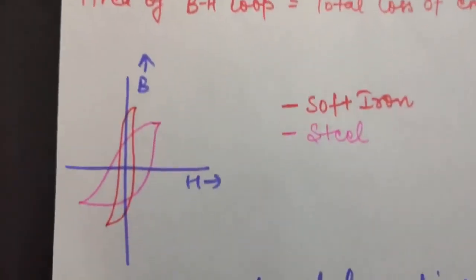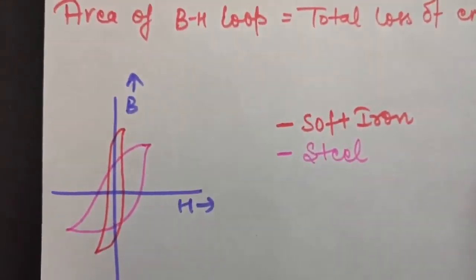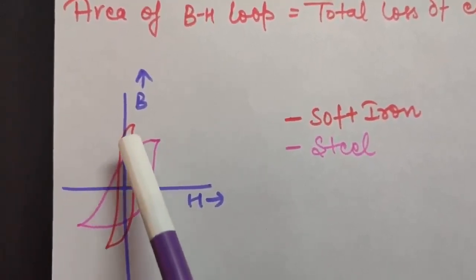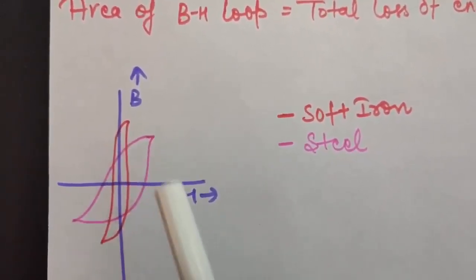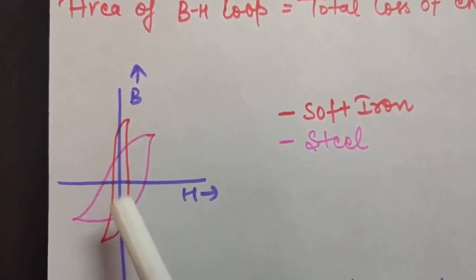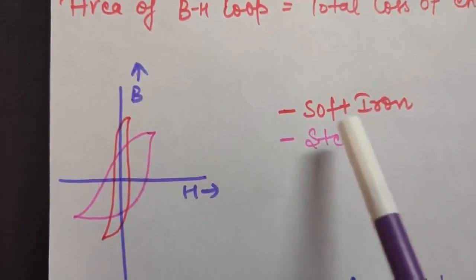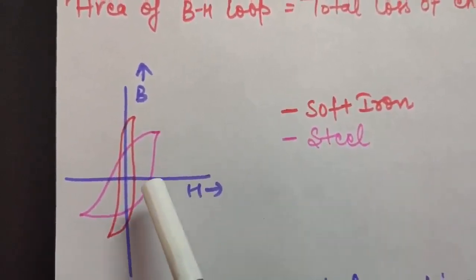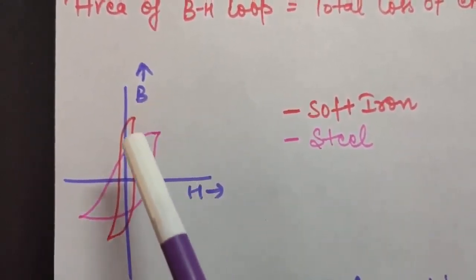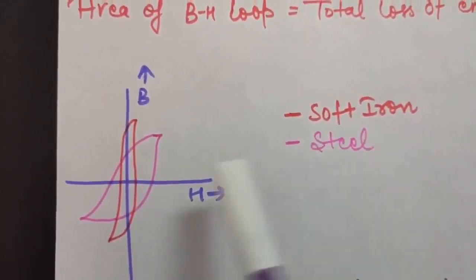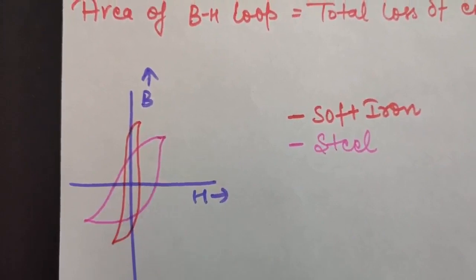Now there are two ferromagnetic materials, steel and soft iron. It was seen that the BH curves for steel and soft iron look like this. This red curve shows you the BH curve for soft iron, and this pink curve shows you the BH curve for steel. As you can see here, retentivity is higher for soft iron and coercivity is higher for steel. It is clear from this loop only.